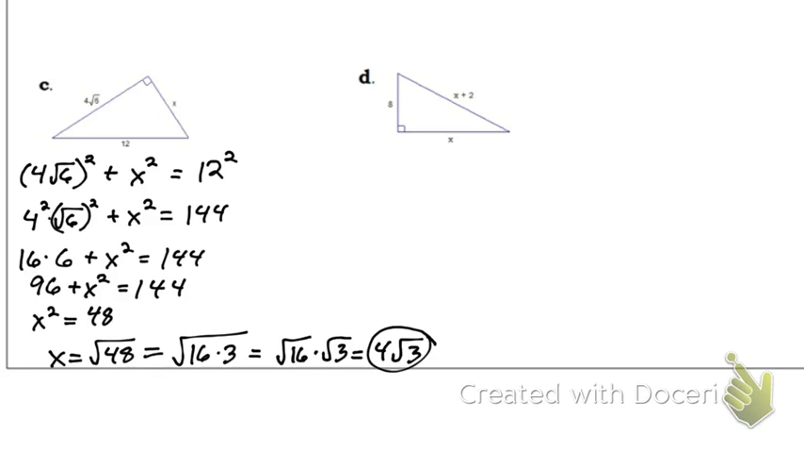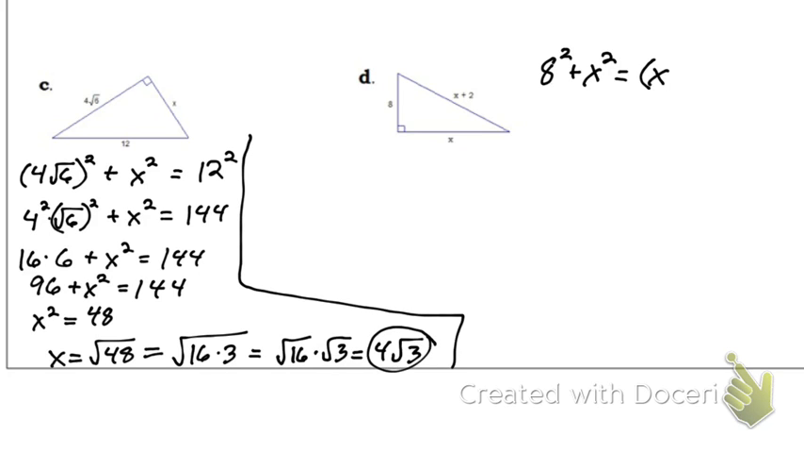All right, last one's only difficult because our hypotenuse happens to be x plus 2, but you do the same stuff. Your legs are 8 and x, so we're going to do 8 squared plus x squared. Our hypotenuse is x plus 2, so make sure you do the entire quantity x plus 2 squared. 8 times 8 is 64 plus x squared.